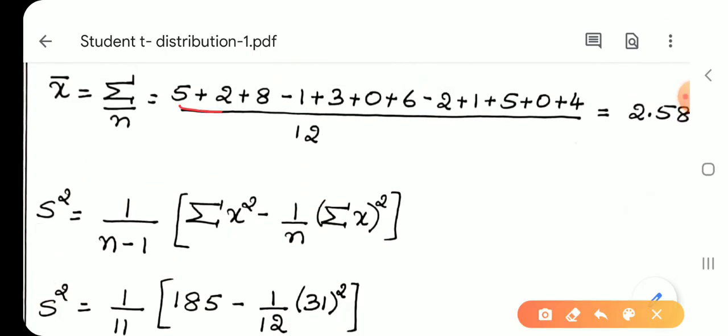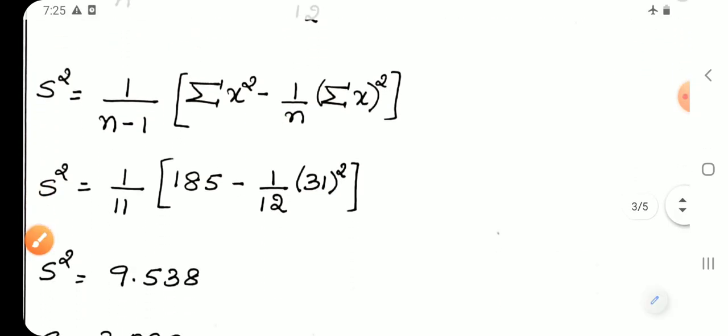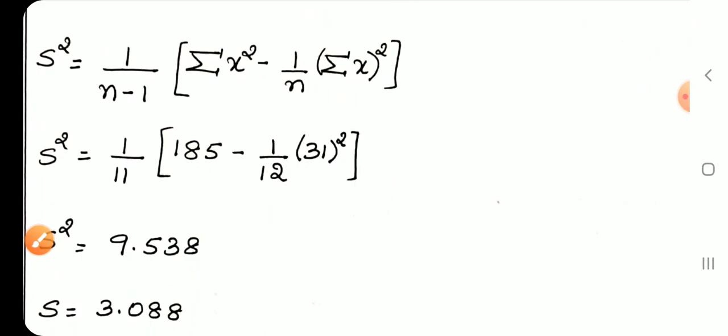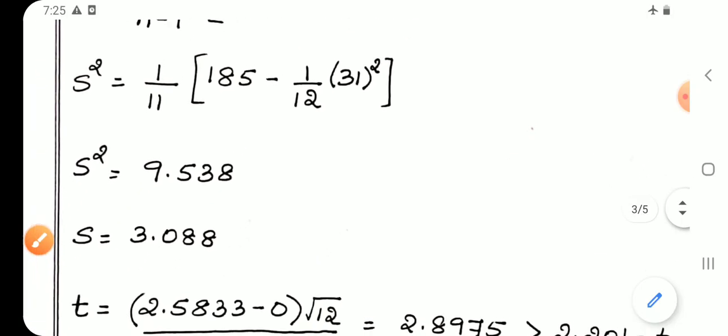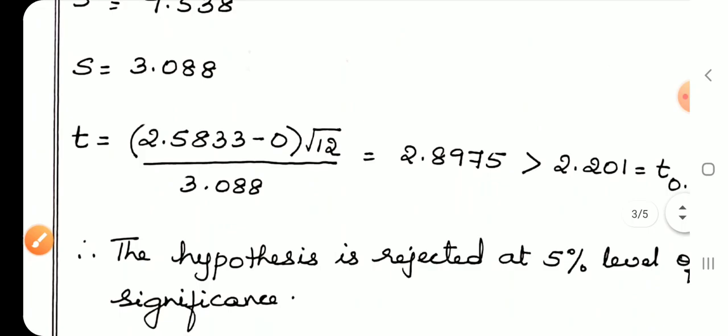Sigma x whole square means, see sigma x, when you calculate this sum, that is the value of sigma x. We have to take the square of it. So you add this, you get it as 31 and square it. 31 square divided by n is 12. You have your calculators. Calculate it. When you calculate s square, you get the value as 9.538. To find s, we have to take the square root of this. When you take the square root, we get the value as 3.088. Now we got all the required values in t.